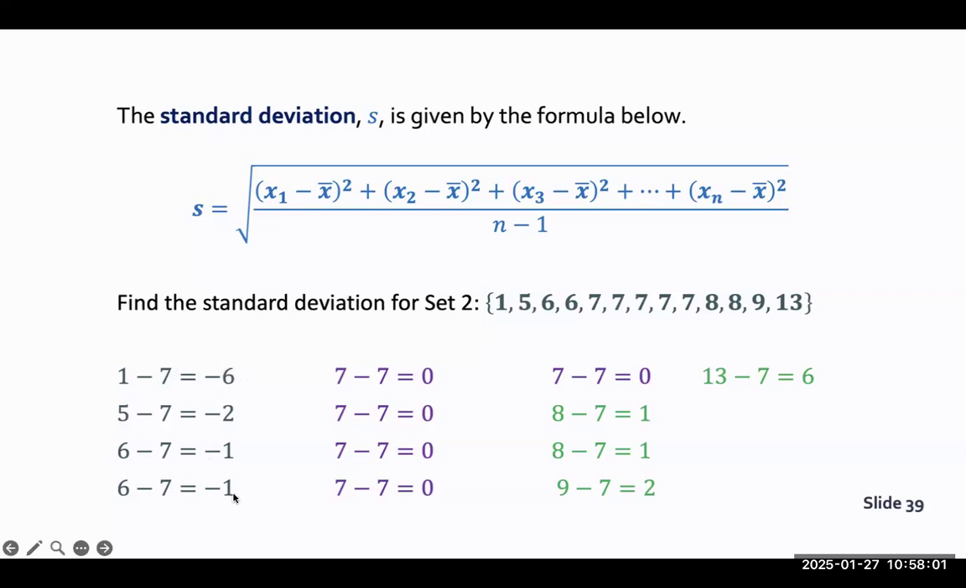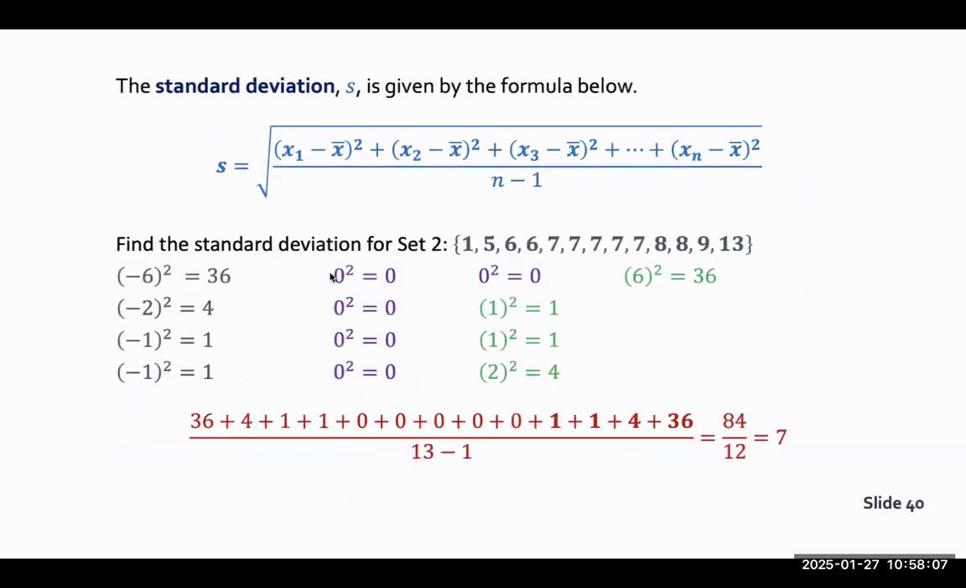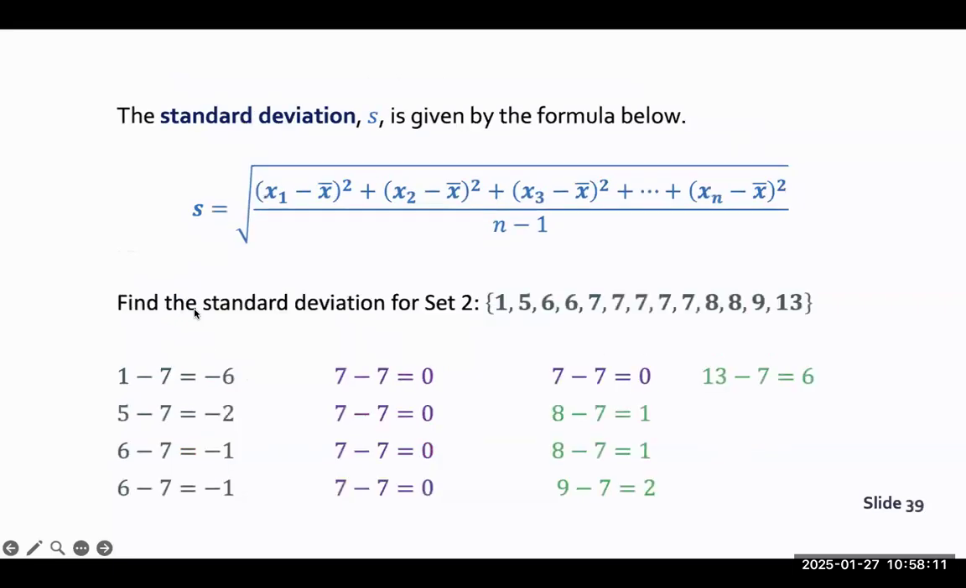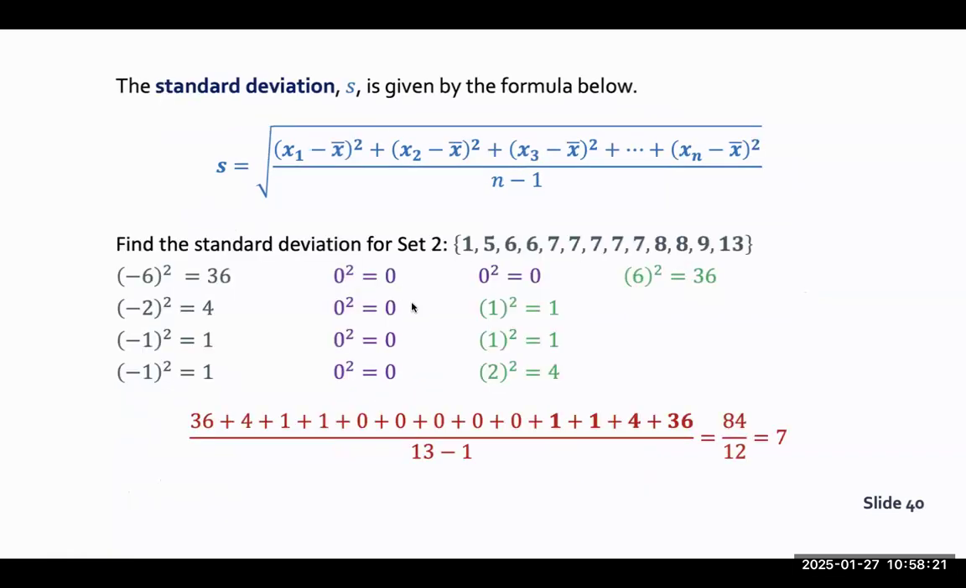I'm going to take all of these subtractions that I've done, and I'm going to square each number. So you see how I have -6 squared. Let me go back real quick. I have -6, and I'm going to square it. I have -2, and I'm going to square it. I have -1, and I'm going to square it, and so on. I'm going to square each one of these numbers, okay? So here's that second slide, and you can see I've squared all of the numbers.